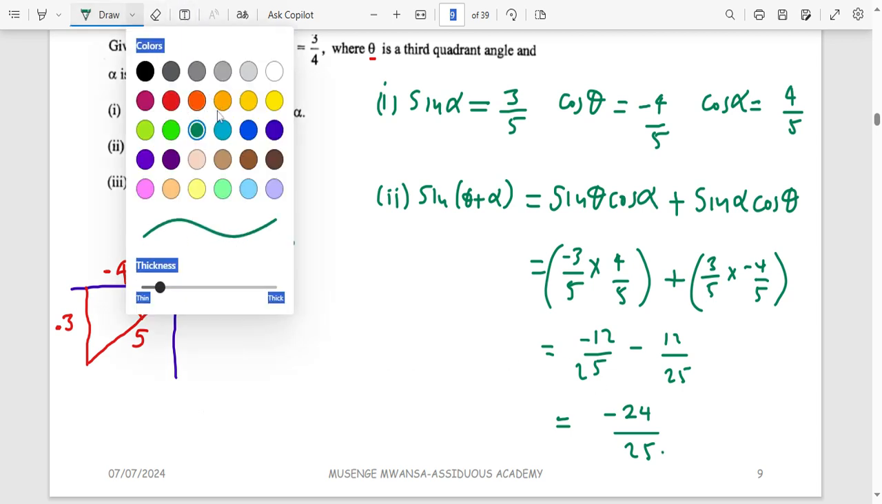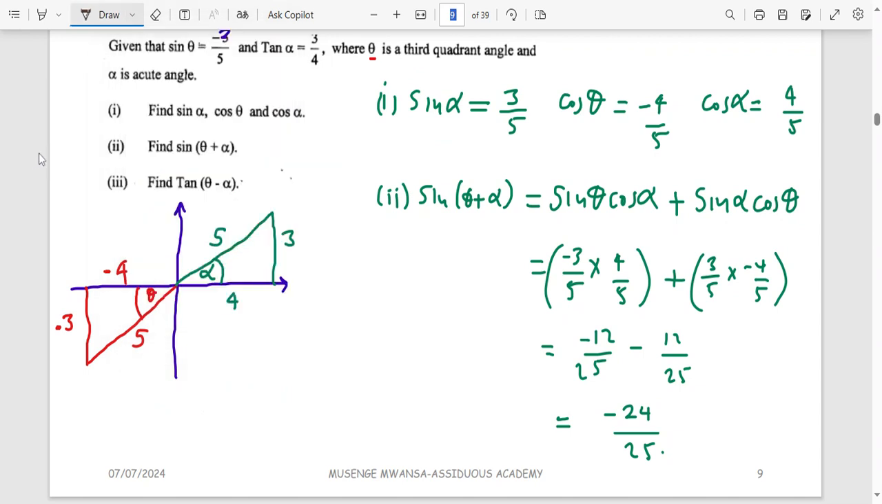You can see how interesting they are. And then for the last one, we want to find tan of theta minus alpha. But remember what we said about tan. Let me write it in a better position.